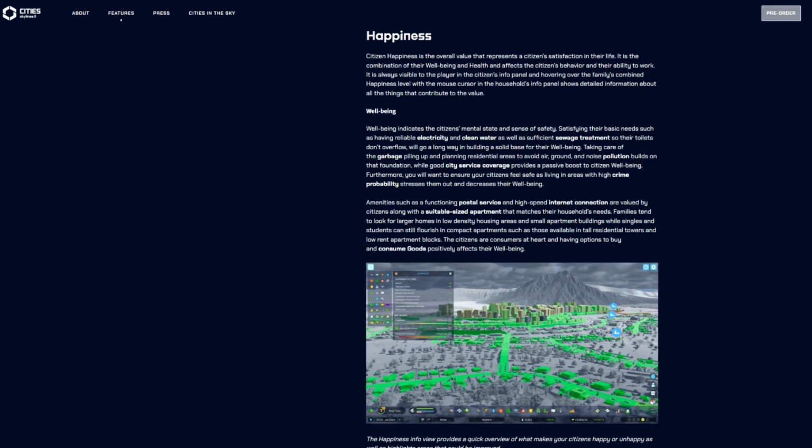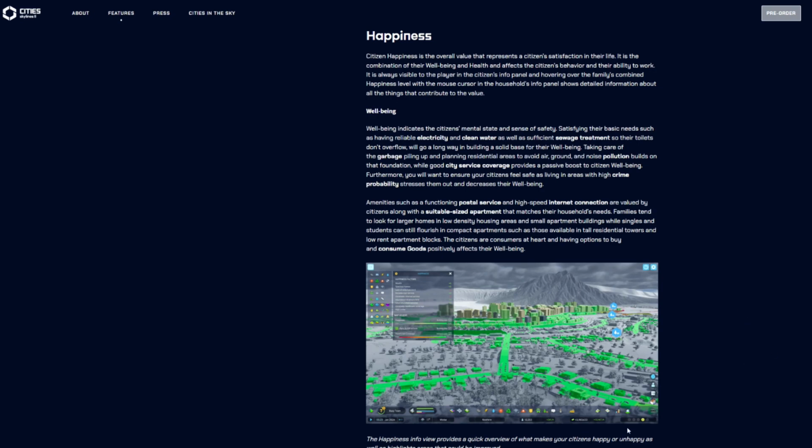So, yeah, simple enough. Amenities such as a functioning postal service and high-speed internet connection are valued by citizens, along with a suitable sized apartment that matches their household's needs. Families tend to look for larger homes in low-density housing areas and small apartment buildings, while singles and students can still flourish in compact apartments such as those available in tall residential towers and low-rent apartment blocks. The citizens are consumers at heart, and having options to buy and consume goods positively affects their well-being. Cool, that all makes sense.